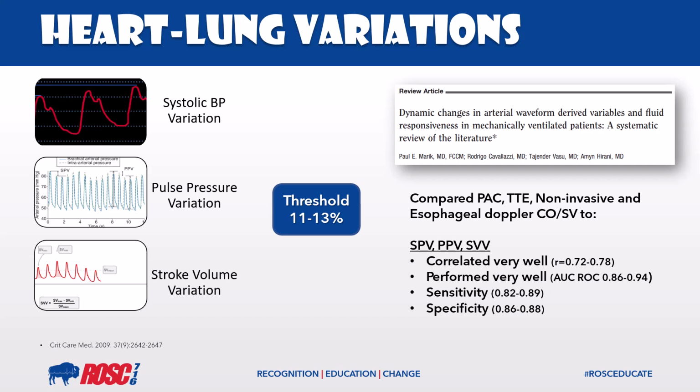we can use this technology to indeed understand if a person needs fluid resuscitation. Dr. Marik et al. actually did a meta-analysis consisting of 29 studies comparing and assessing the accuracy of heart-lung variation hemodynamics. His meta-analysis compared varying forms of cardiac output and stroke volume analysis to heart-lung variations of systolic pressure variation, pulse pressure variation, and stroke volume variation. The heart-lung variation technology correlated very well, performed very well, and had favorable specificity and sensitivity. I will point out for this study's inclusion criteria, the patient had to be on controlled mechanical ventilation with no spontaneous breathing, and the tidal volume had to be greater than 8 mLs per kilo of predicted body weight.